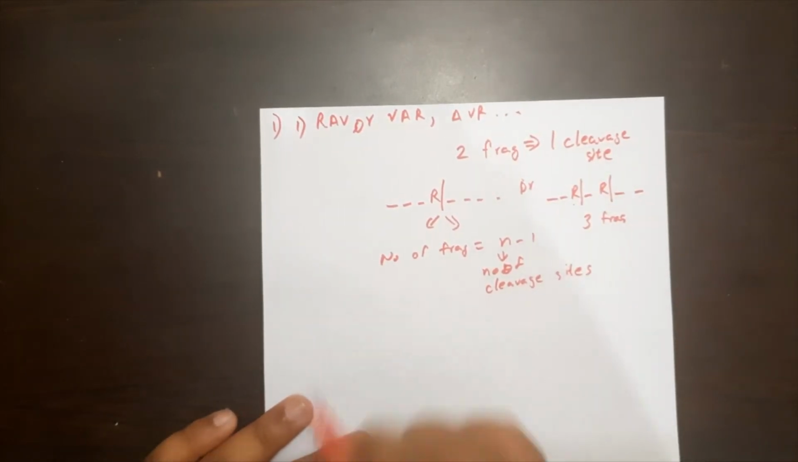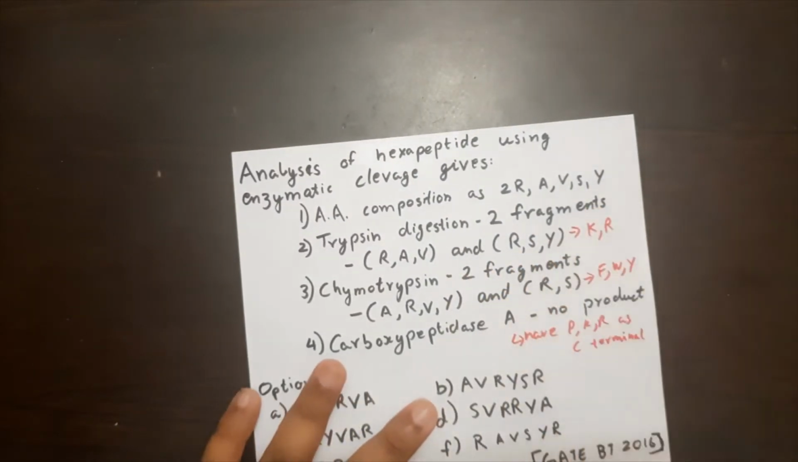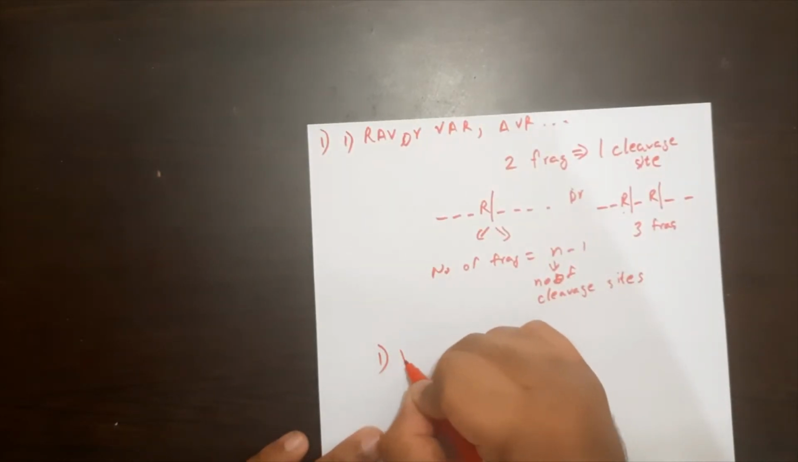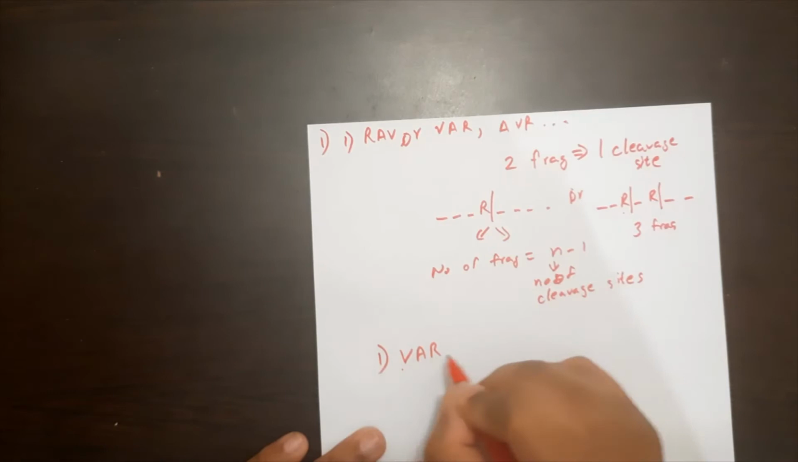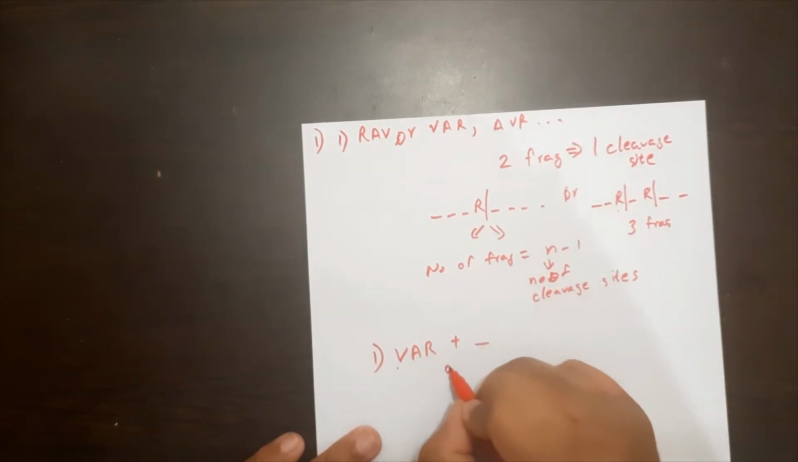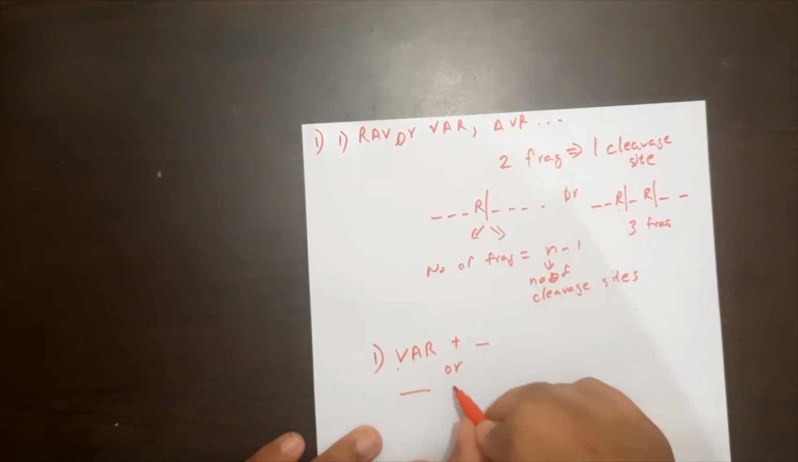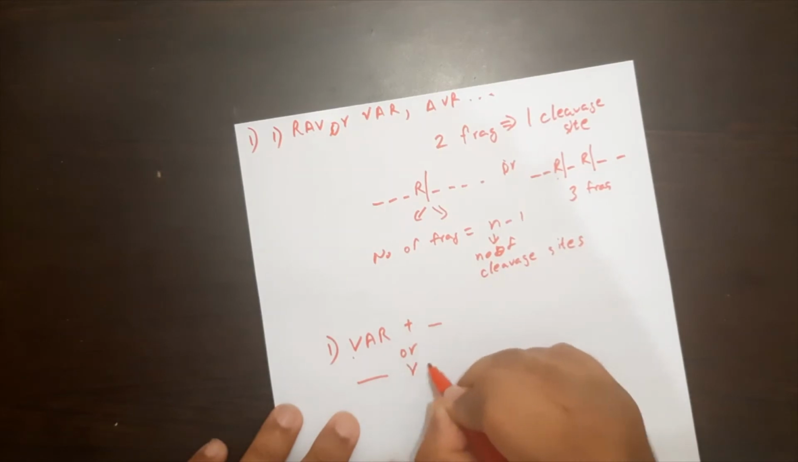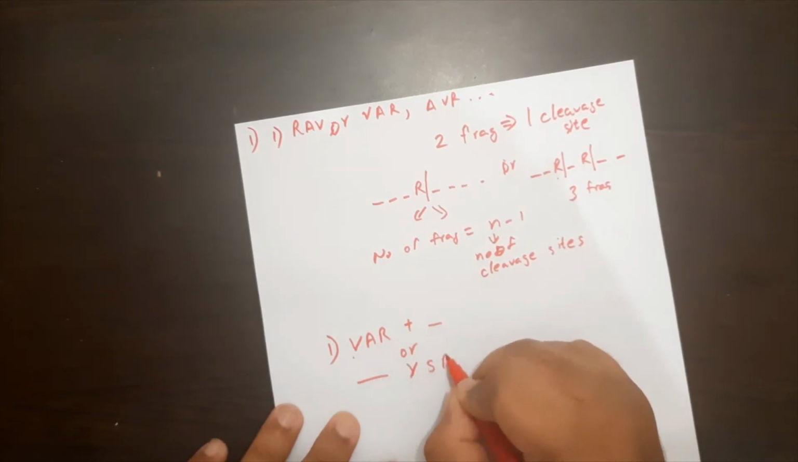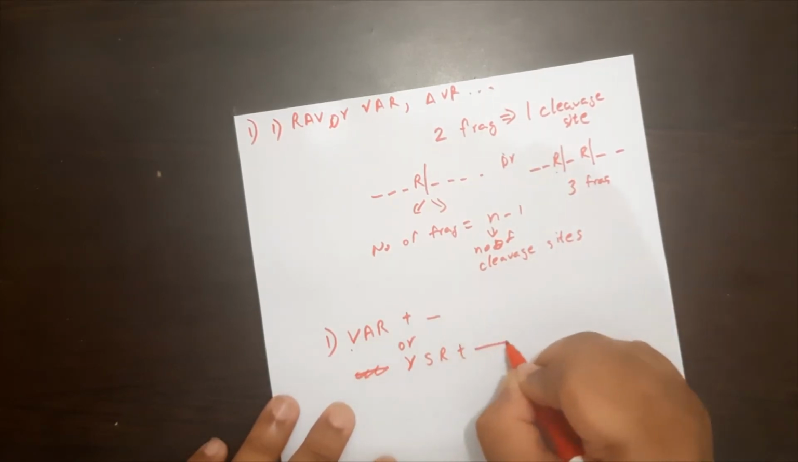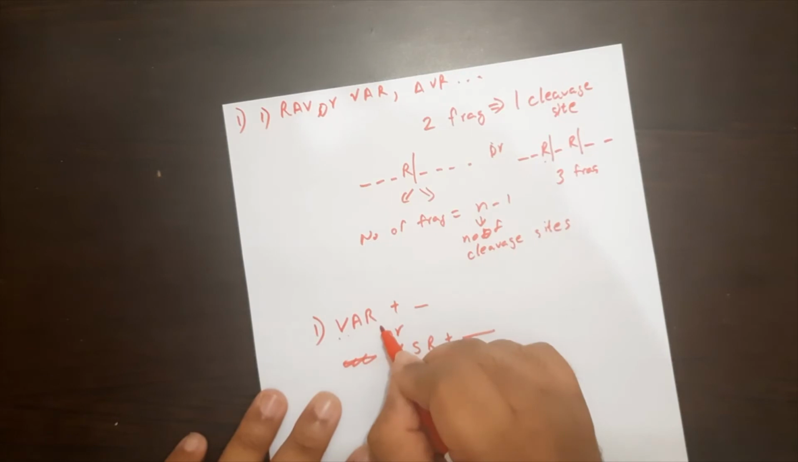So what does that mean? If that is the case, then for these two fragments there are only two possibilities. Either one fragment is VAR, the amino terminal with VAR plus anything, or we'll have some random thing with the next one having YSR. Either this has to be plus this, either this has to be the case or this has to be the case.